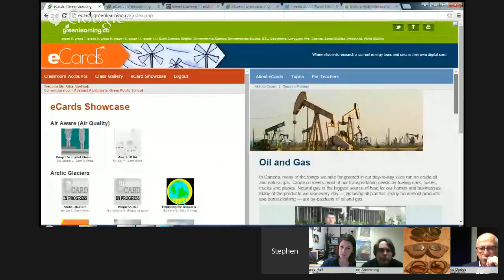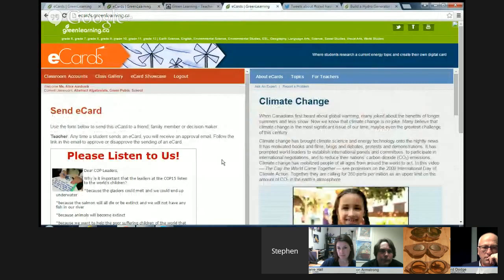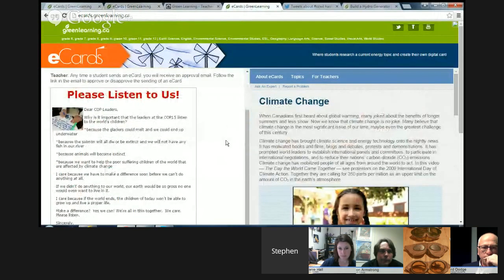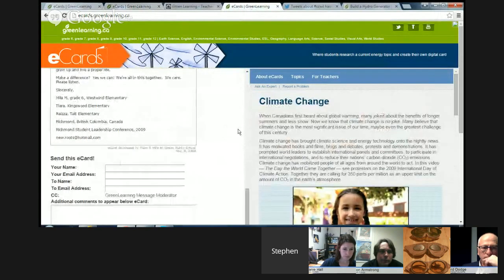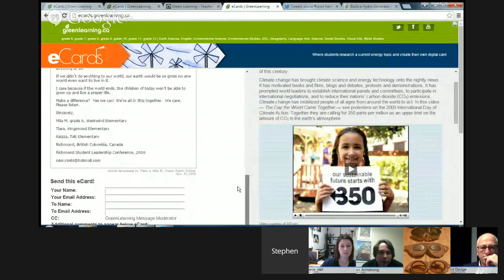I'm just going to jump back to sharing. Ecards is an example of that. I'll just jump over to an actual Ecard. Yeah, this one, for example, is an Ecard that has been written on the left panel here, and this is the sending part of it. And so students are empowered. They can take steps to do something about it.